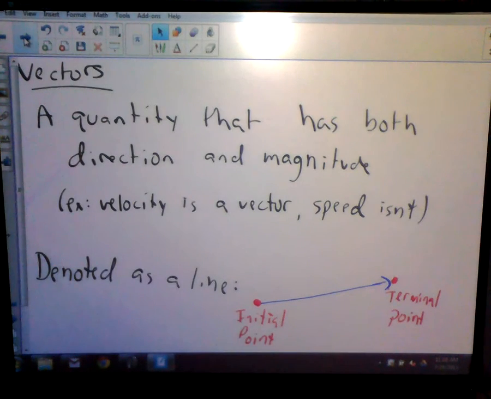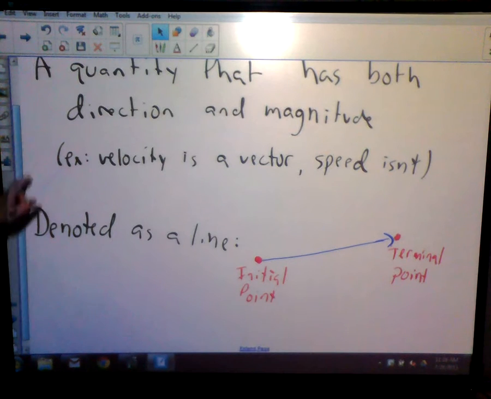A vector is a quantity that has both direction and magnitude. For example, velocity is a vector because it's got positive and negative to tell you the direction. Speed isn't, it's just positive, it tells you how fast it's going. And it looks like a line, so those of you that have taken physics have seen this before. Nothing too extreme important here.